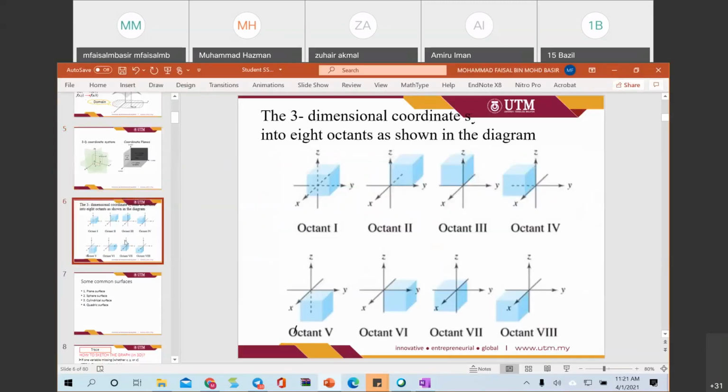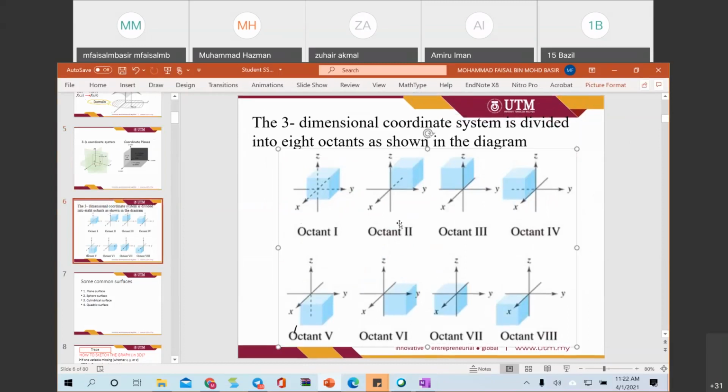Okay. So next, the three-dimensional coordinate system is divided into 8 octants. If you see this, this is in front. And then octant 2 will be behind this. Behind. So you have to be able to imagine. And then beside, on the left-hand side of this, I have this. And then in front of this, octant 4.